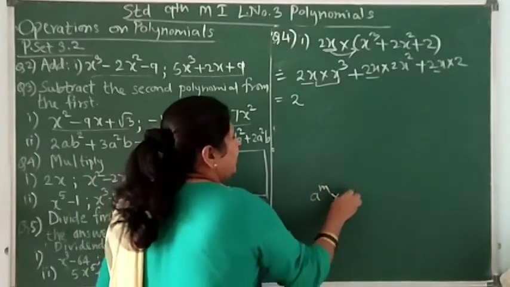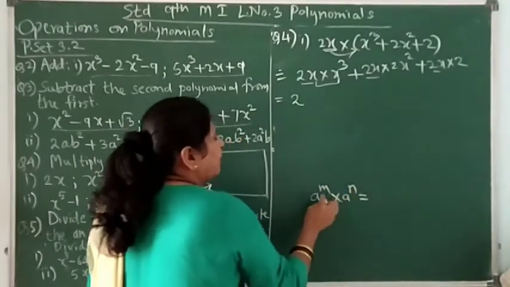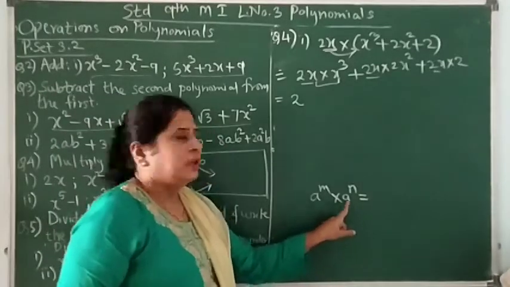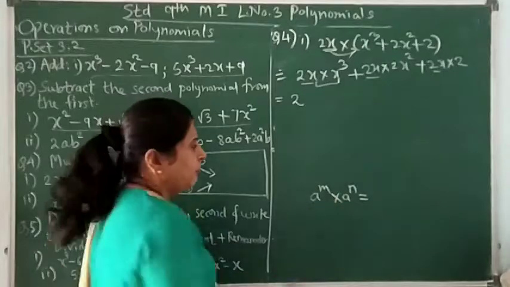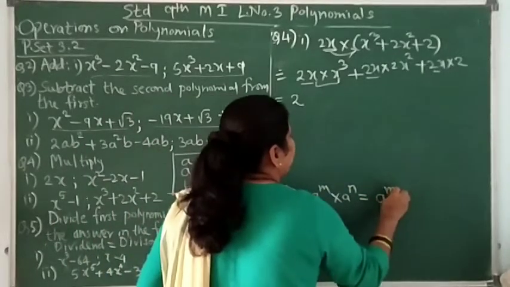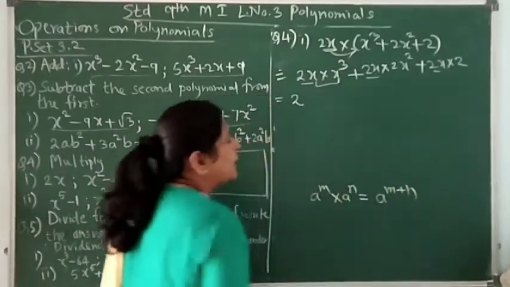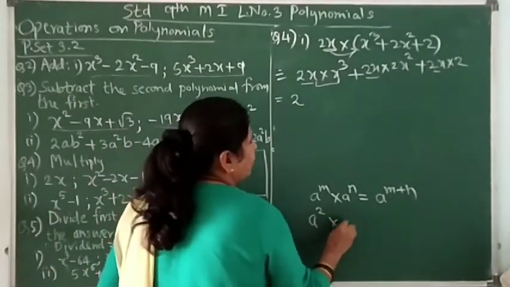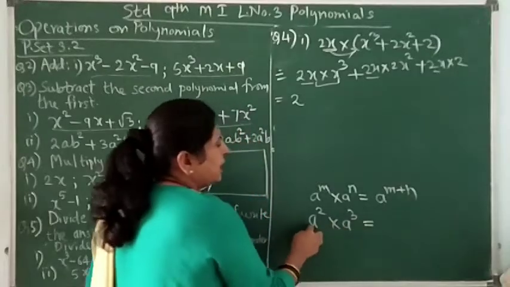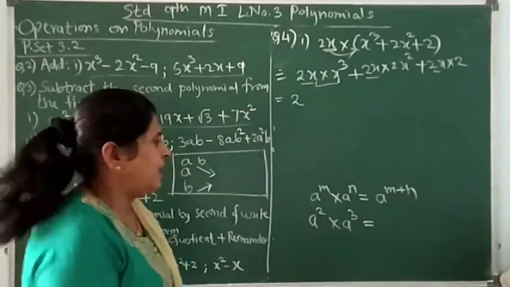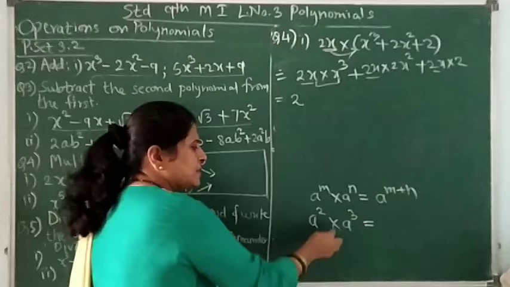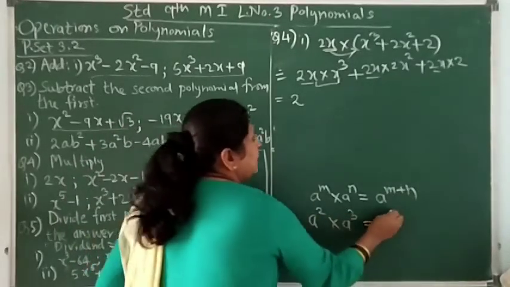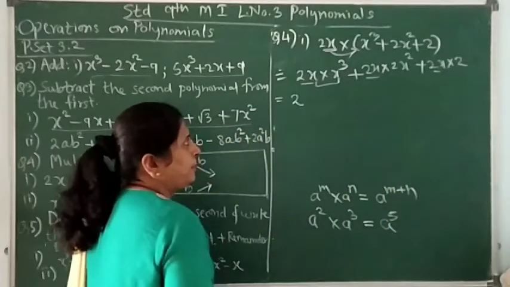a raised to m into a raised to n. So when we are doing the product of the variables where the base is common and we have a product in between, we take a raised to m plus n. So we have to add the indices. For example, a square into a cube. Here we are multiplying a by itself 2 times and a by itself 3 times. Together, a will be multiplied 2 plus 3, that is 5 times. This rule we have to apply.